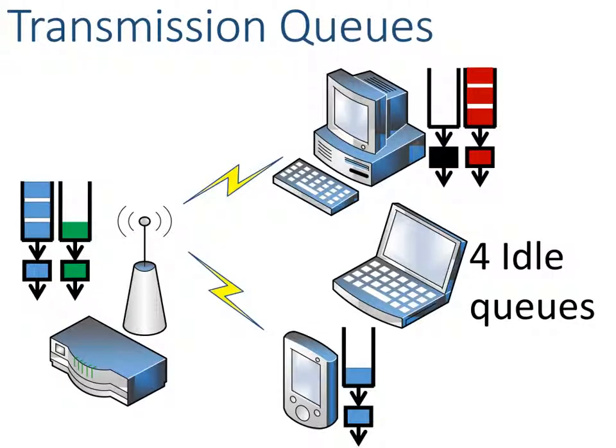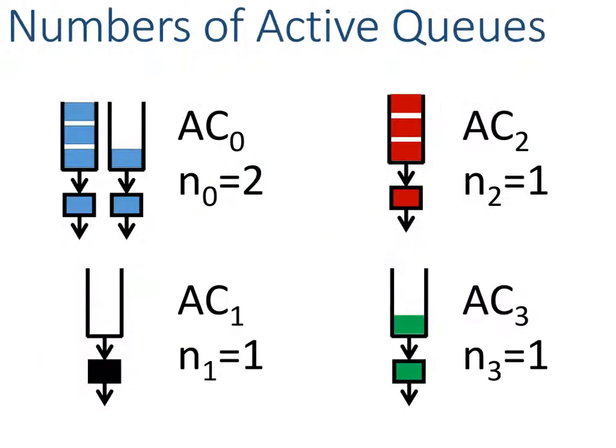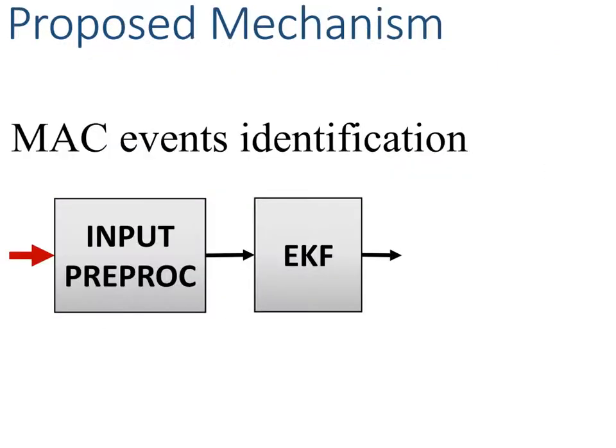In this work, we are interested in estimating the numbers of active queues, in other words, queues that are attempting to transmit packets. In this particular scenario, we have a total of 5 active queues, 2 of access category 0 or voice, and 1 of each of the other access categories.